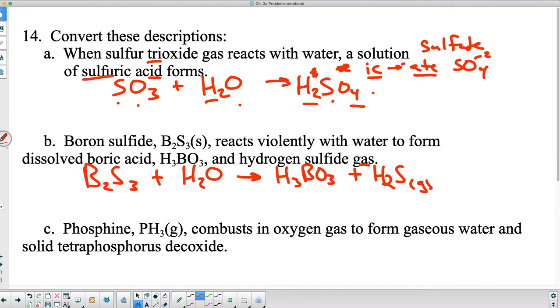And in solution, that means AQ, and obviously water's a liquid, and H2S is a gas, so you put a G there. Okay, so what is this? This is a solid. This is liquid water, and then this is aqueous, dissolved in water, and that's a gas. Okay, so let's go back through and balance the equation.